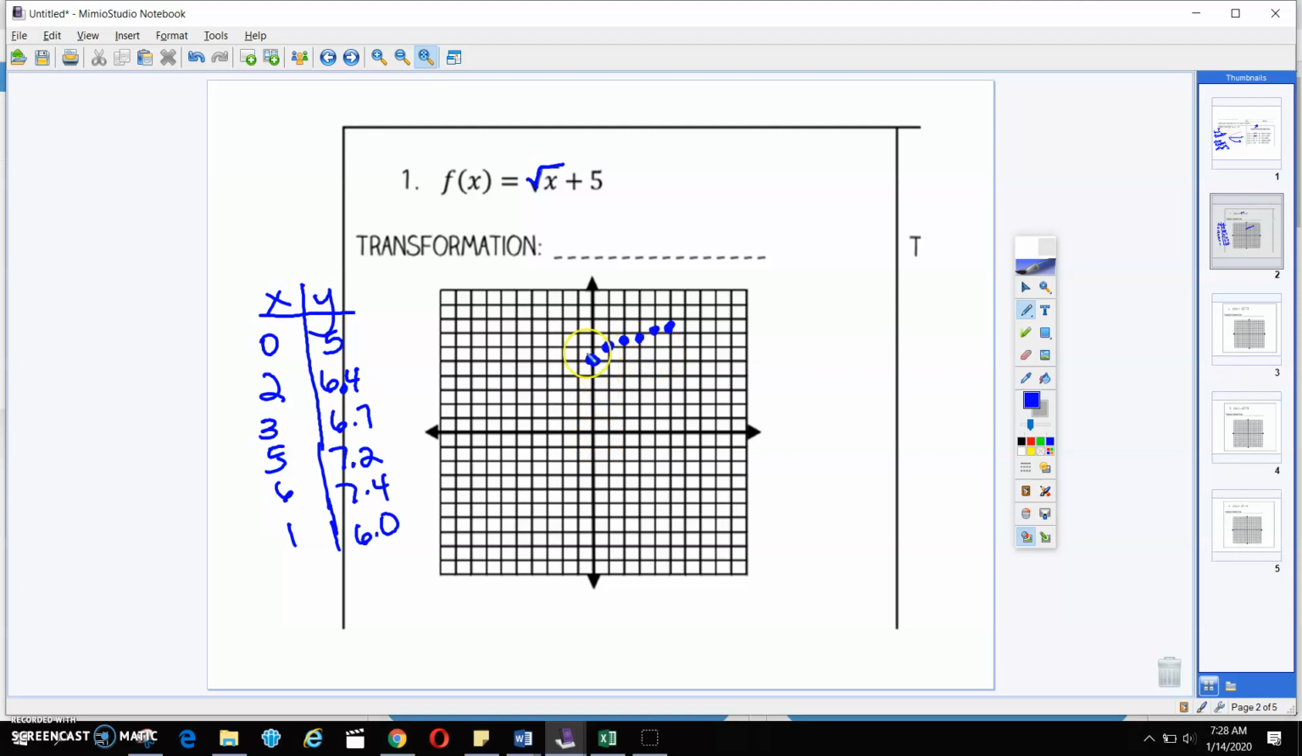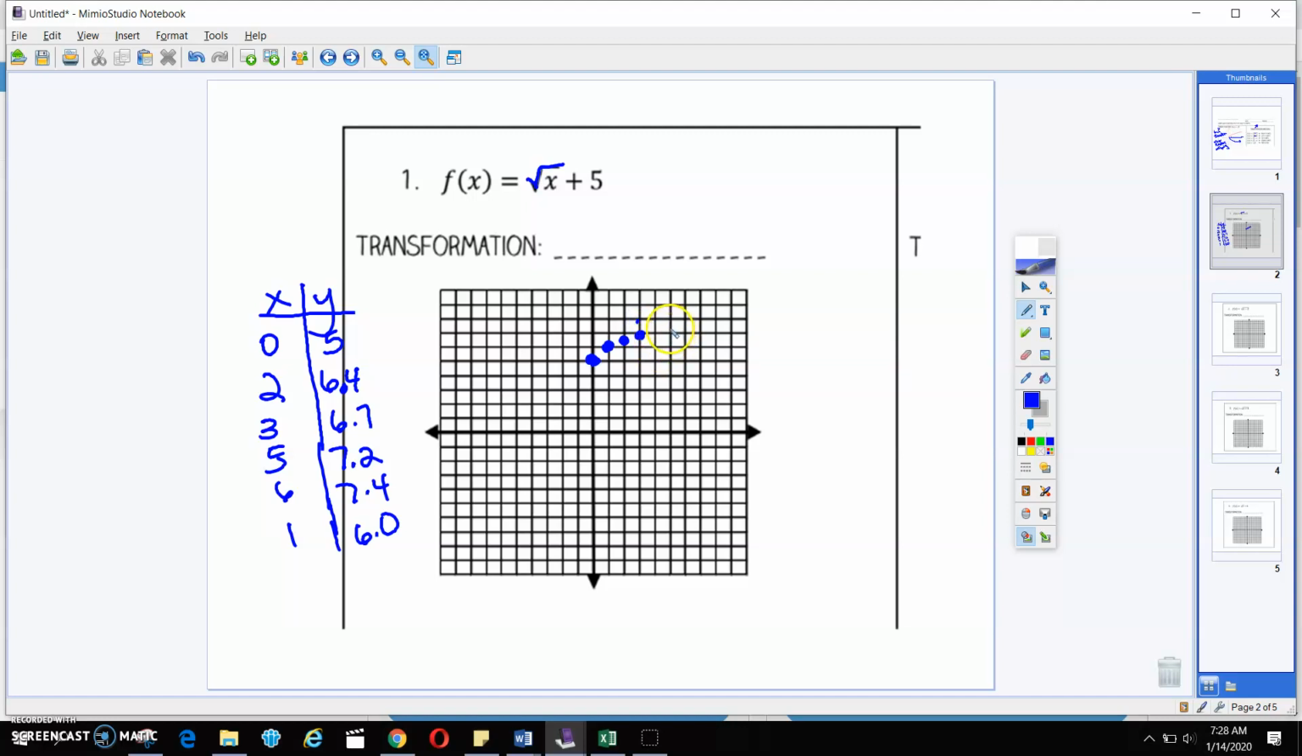Did I skip a line? 1, 2, 3, 4, 5. Yeah, I did skip a line. Where is it? 1, 2, 3 should be 6.7, which is right here. And then 4 would be right here.